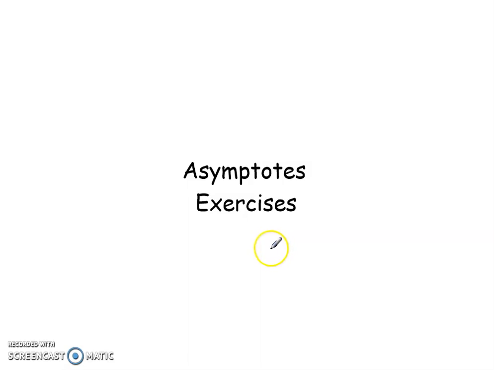We've covered asymptotes, the different kinds of asymptotes that we can get and how to calculate them. In this video I'm going to give you a couple of examples. What I'd like you to do is look at the questions, work your way through them, and then come back to the video and see the solutions that I've done here.